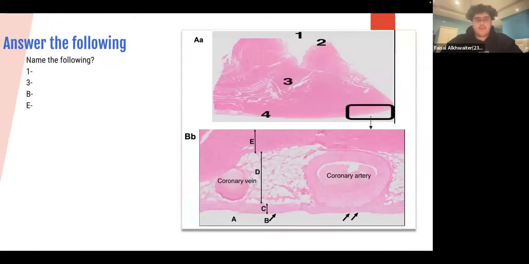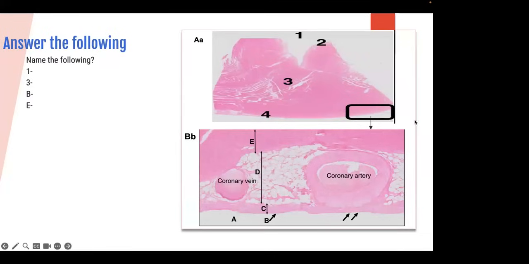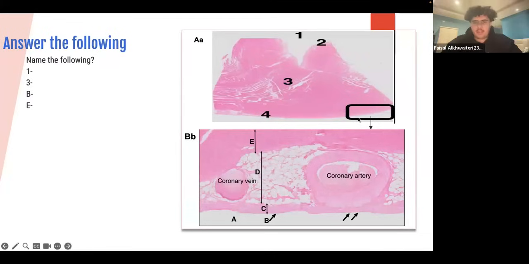And now let's start focusing on specific parts of the heart. So we took this part of the heart. Does anyone know what this part is? This is the epicardium. Epicardium, you're correct. So this is the epicardium of the heart. It has many components.